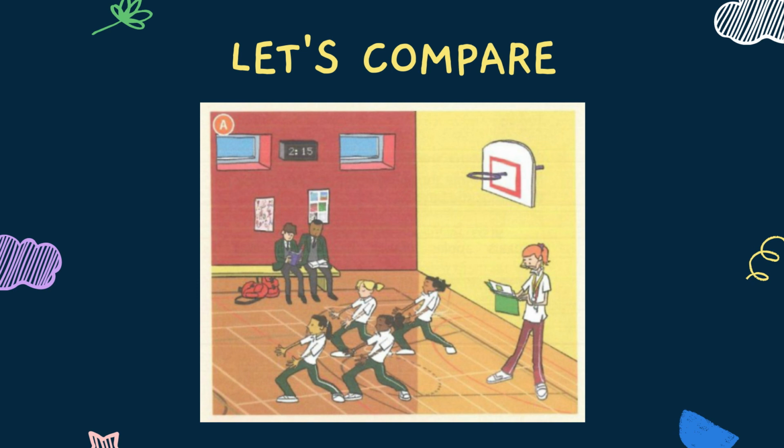What can you see in picture A? I can see a clock. I can see posters and I can see students dancing. Okay, for example, or stretching. What are the students doing? Stretching, I think. And then, is there a window? Yes, there are. How many students are there? How many people? 6 people. There are 6 students.